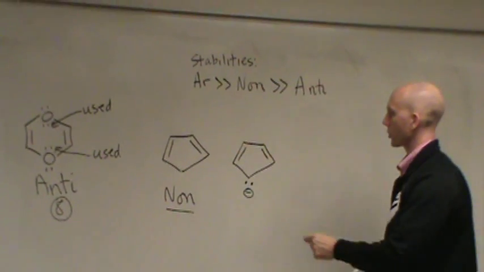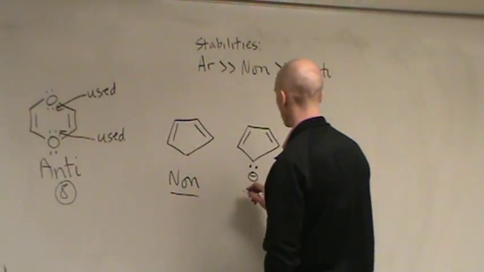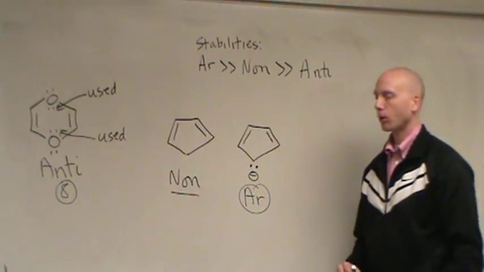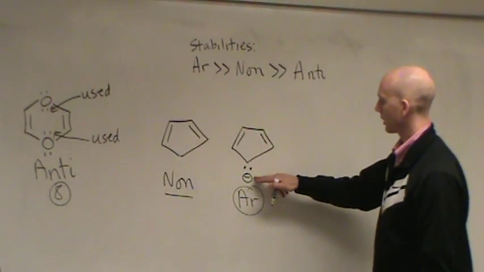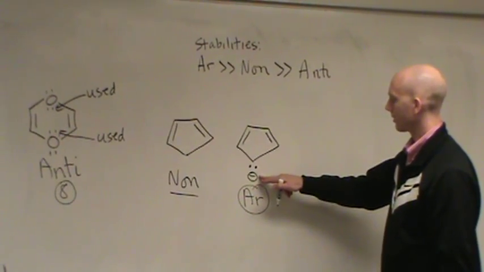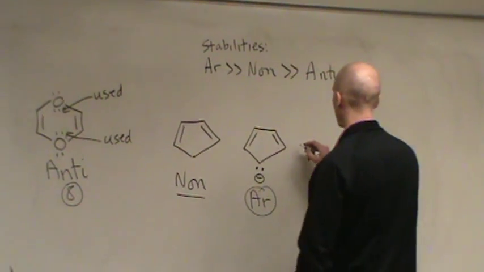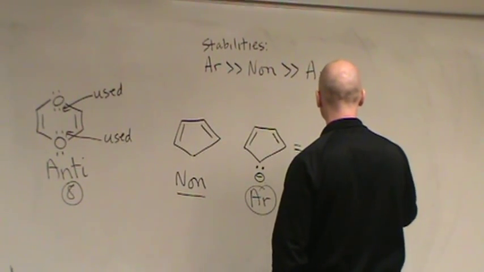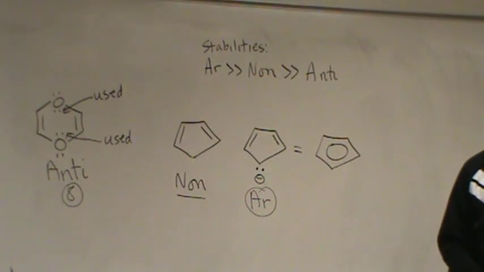And what would be my magic number? 2, 4, and 6. So this here would be aromatic. Okay? So this molecule is an anion. That's aromatic. Sometimes, again, we can redraw it with the circle in there to show it's aromatic.